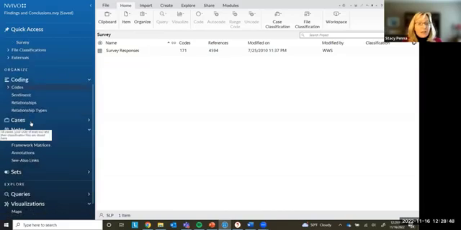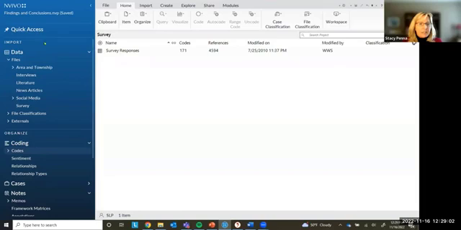Cases are a way to organize your units of analysis, so who or what you're studying. And then we have an explore section that's all around queries and visuals to help you look at your data in a deeper way.